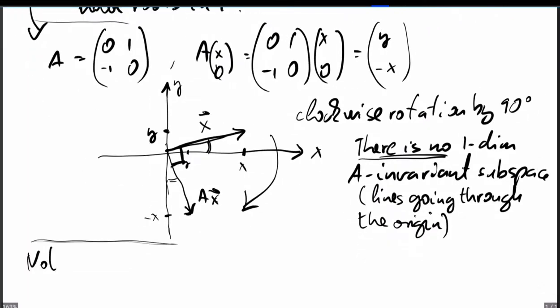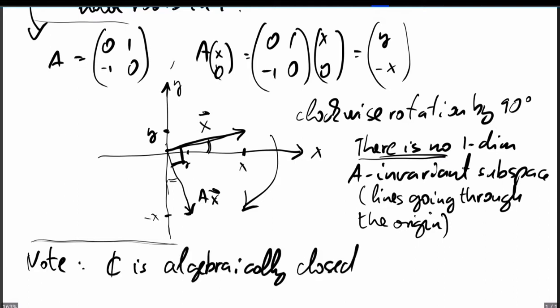Note that, without a proof, we will have that C is algebraically closed. Mostly we will actually work with real coefficients and real variables, but even if we started with complex coefficients and complex variables, a polynomial would always have a solution in C, in the complex set.